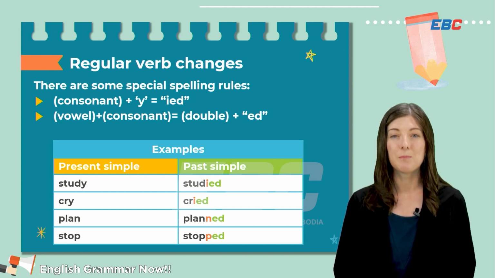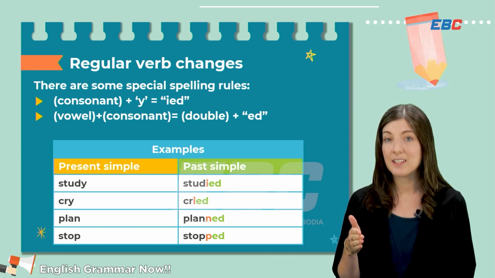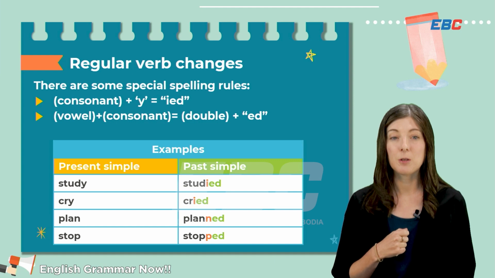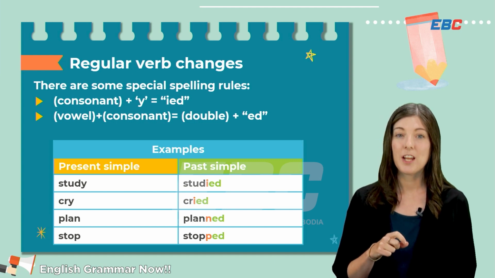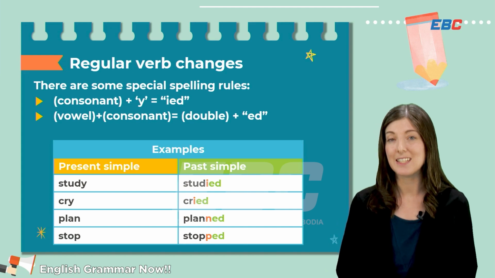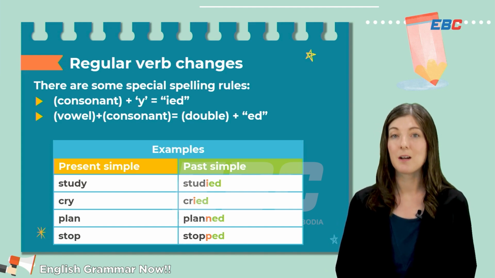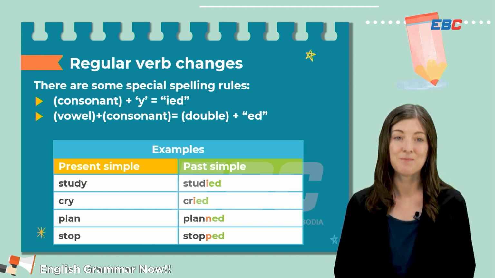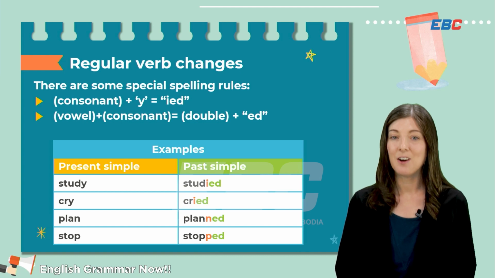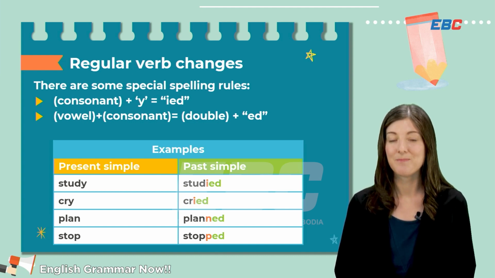For example, when there is a consonant and then a Y at the end of a verb, like in the verb study, we change the Y into an I before we add ed at the end. So study with a Y becomes studied with an IED at the end. Cry also changes in the same way to become cried.